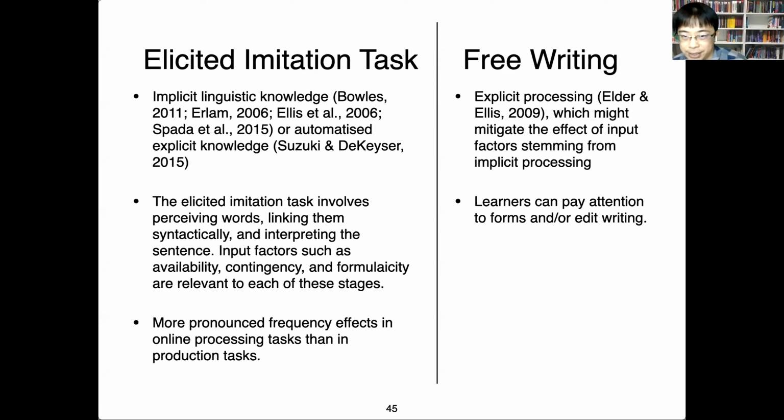On the other hand, free writing tasks involve explicit processing, which might mitigate the effect of distributional factors stemming from implicit processing. So free writing is basically a conscious process. Learners can pay attention to forms, and learners can edit writings as well. So there can be a considerable difference in the effects of distributional factors between elicited imitation tasks and free writing tasks. Let me see how they might impact the results of our study.